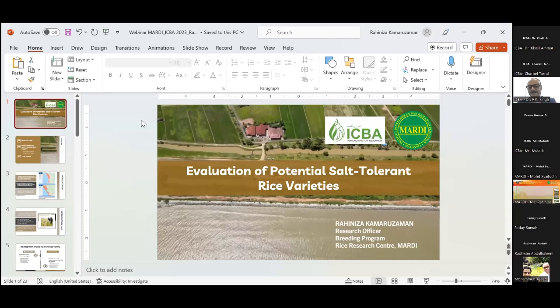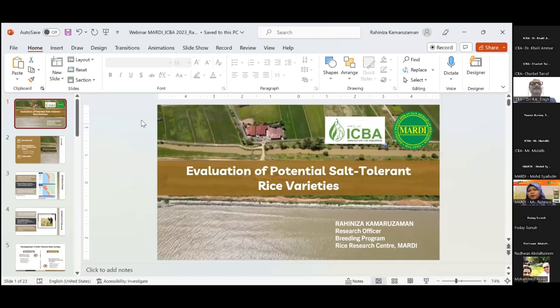Yeah. Okay. Thank you. So now the floor is of Mrs. Reniza Binti Kamaruzuman. She is the research officer, breeding program, at the Rice Research Center, MARDI. So the floor is yours, Mrs. Reniza. Thank you, Dr. Rakesh.